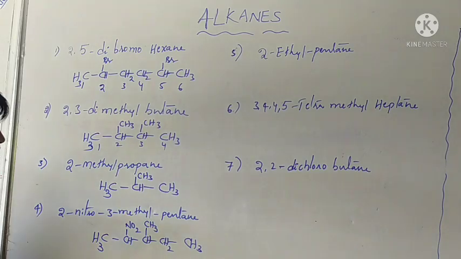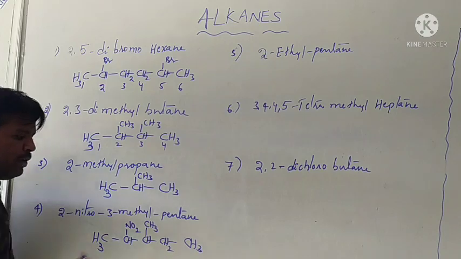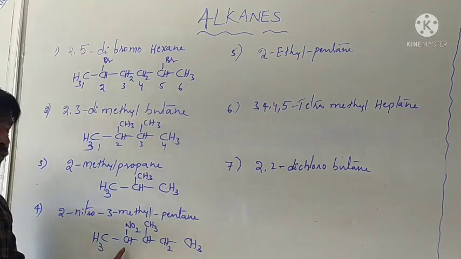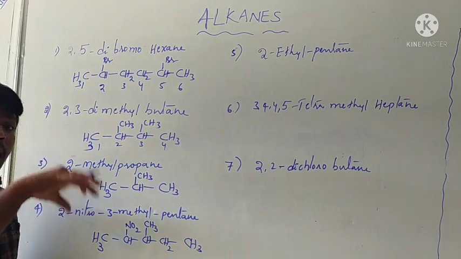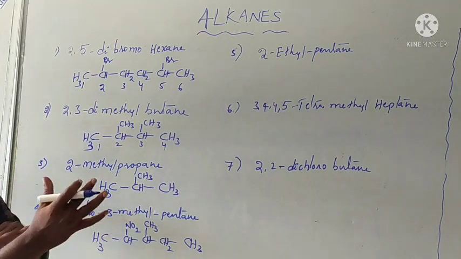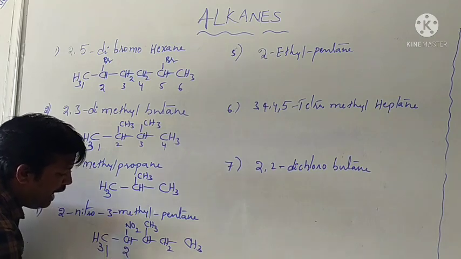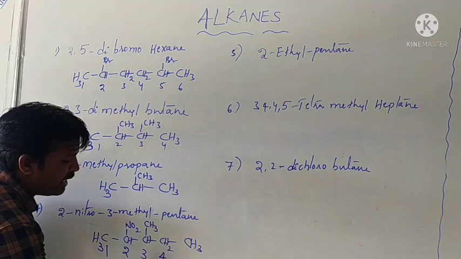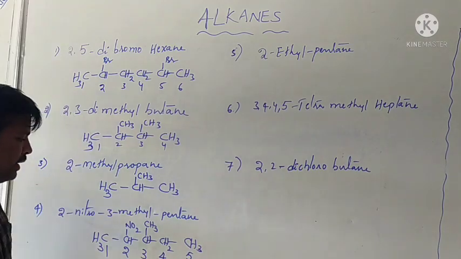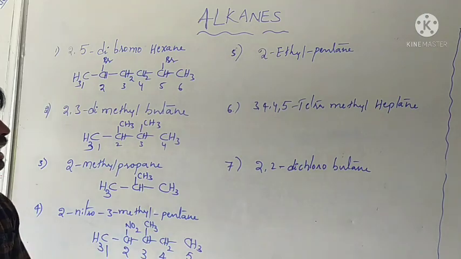Why not numbering from right to left? When the numbering starts from right to left, 1, 2, 3, 4, the sum of the substituent positions is higher compared with left to right. That's why the numbering starts from left towards right. 2-nitro-3-methylpentane.